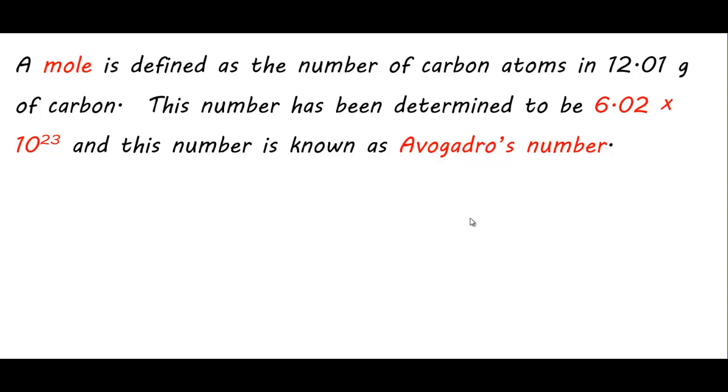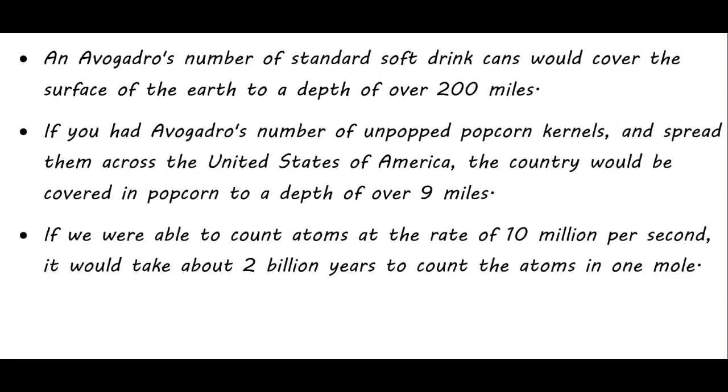And this term, the mole, has a synonym. A mole is the same thing as Avogadro's number. And Avogadro's number is 6.02 times 10 to the 23rd. Now, I mentioned that this is a huge number. Notice, if I had Avogadro's number, 6.02 times 10 to the 23rd, of aluminum soft drink cans, they would cover the surface of the entire Earth to a depth of over 200 miles.